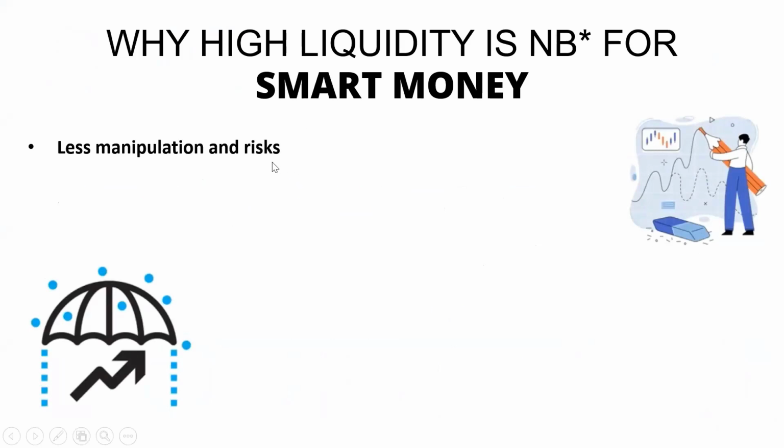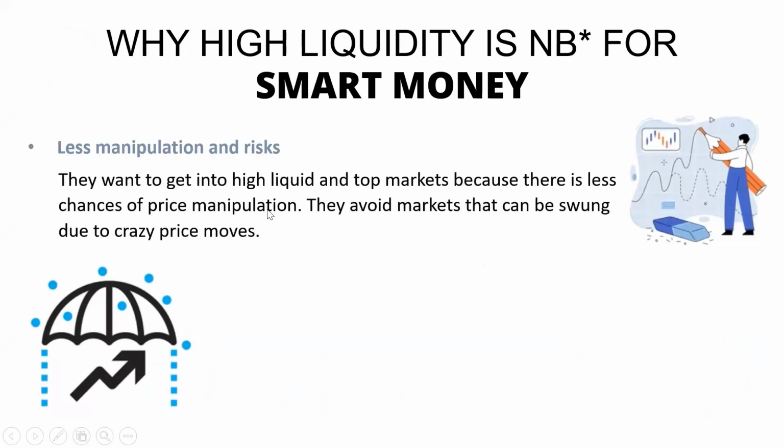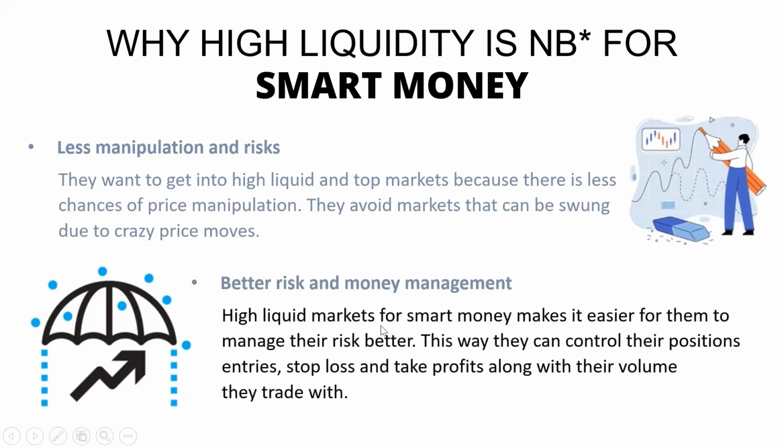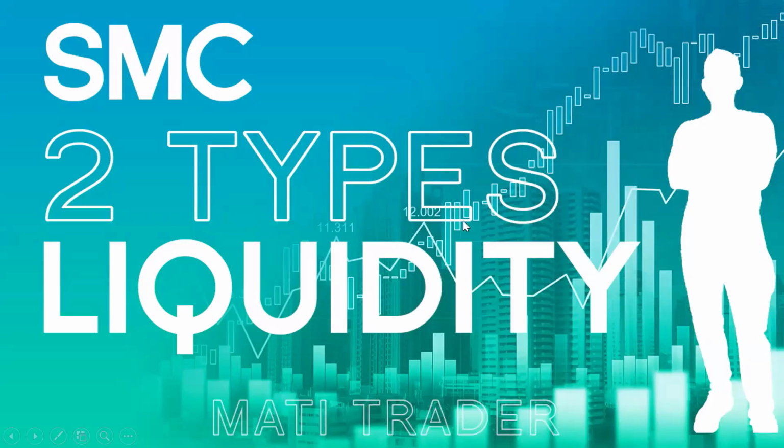Less manipulation and risks. They want to get into highly liquid, top markets because there is less chance of price manipulation. They avoid markets that can be swung due to crazy price moves. Better risk and money management. Highly liquid markets make it easier for smart money to manage their risk. This way they can control their positions, entries, stop loss, and take profits, along with the volume they trade with. Now, there are two types of liquidity.